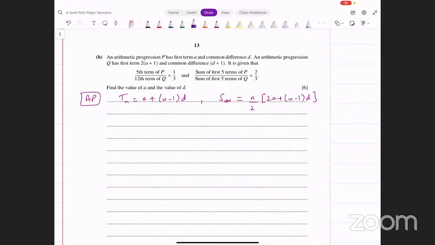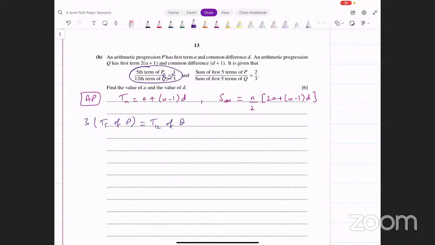We have 3 times fifth term of P. I'm writing down this equation first. 3 को मैं multiply कर रहा हूँ left side पे, इसको इस side पे. We basically have 3 into term 5 of P, that equals T12 of Q. Q की 12th term.